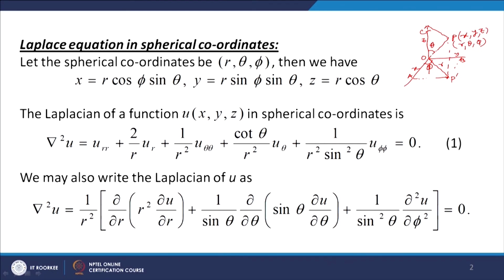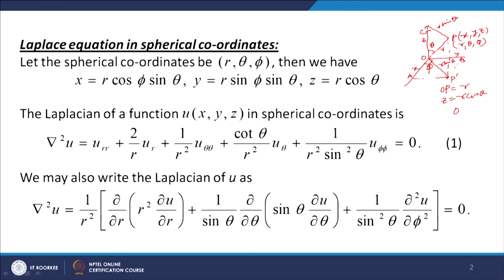So, then what we notice is that OP is r, and the z axis makes angle theta with OP. So, z is equal to r cos theta. Now, OC is r cos theta, and this is r sin theta. So, this is also r sin theta.